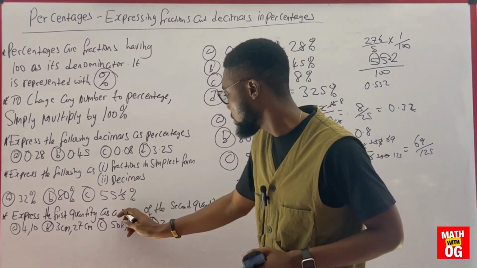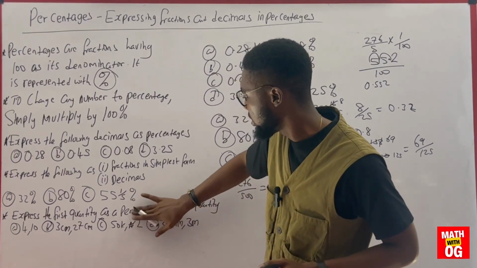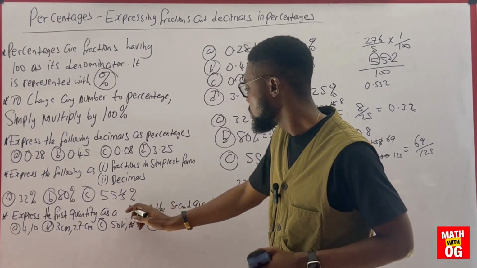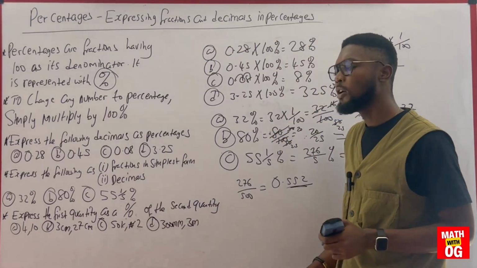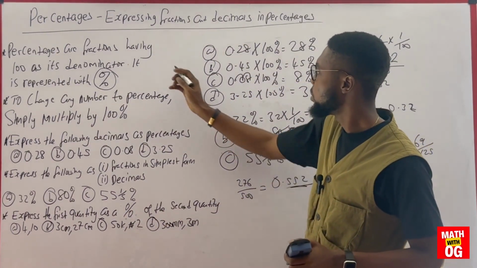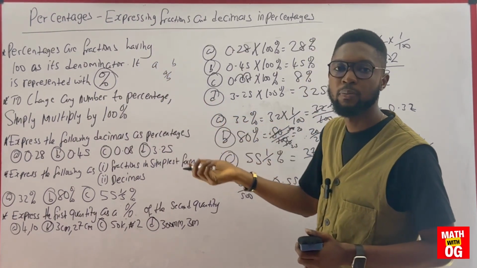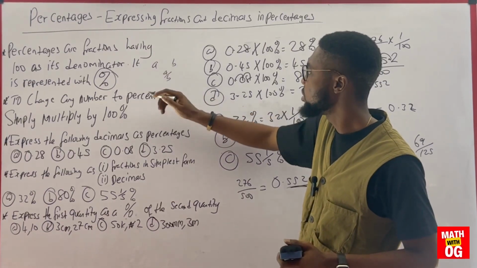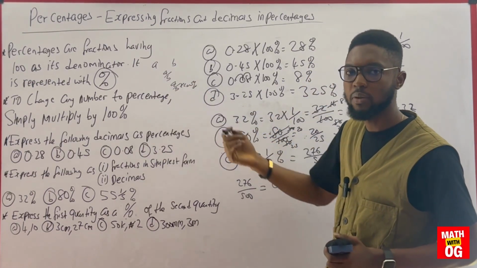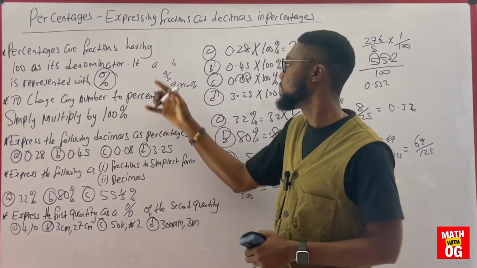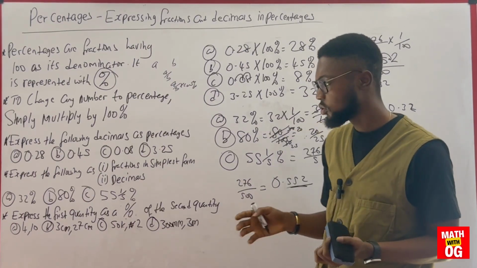So I was about to explain something. Whenever you see a question like this, either you are asked to express as a fraction or you are asked to express as a percentage. Follow the same approach. You have a question, express A as a fraction of B. The answer is A over B. Express A as a percentage of B is A over B times 100%. So take note of that. Express A as a fraction of B, A over B. Express A as a percentage of B, A over B times 100%.